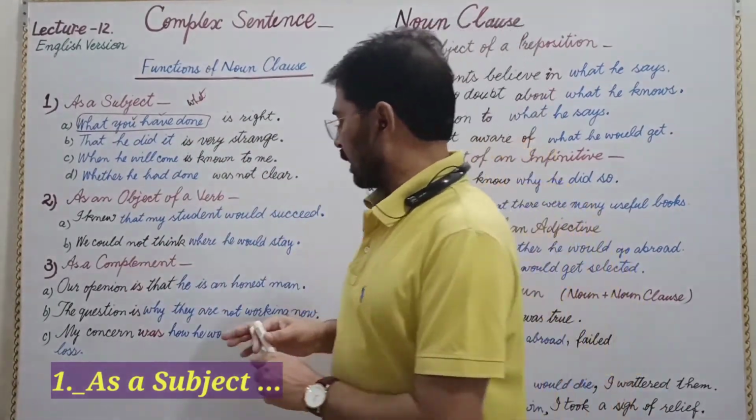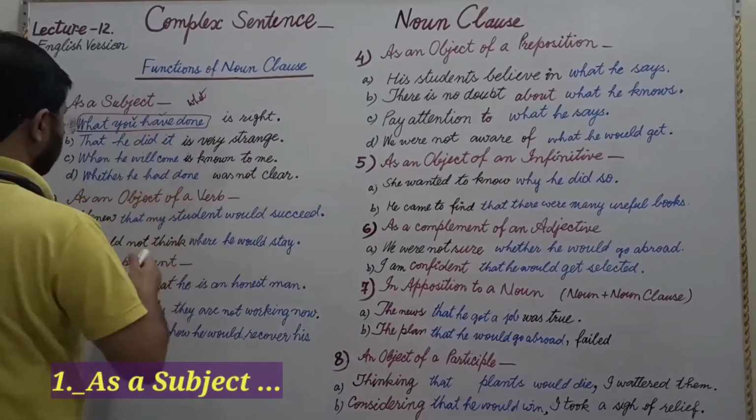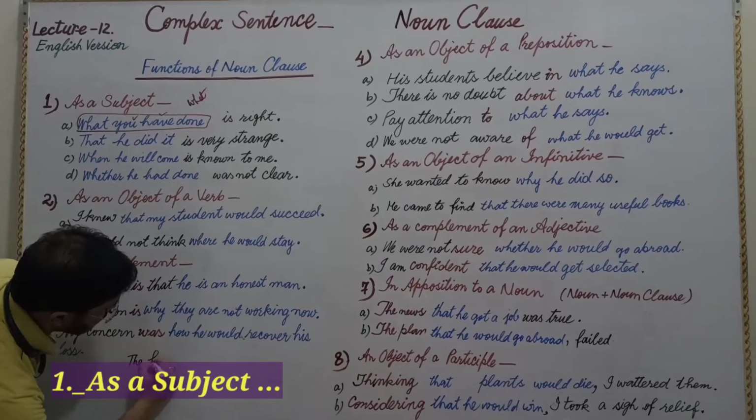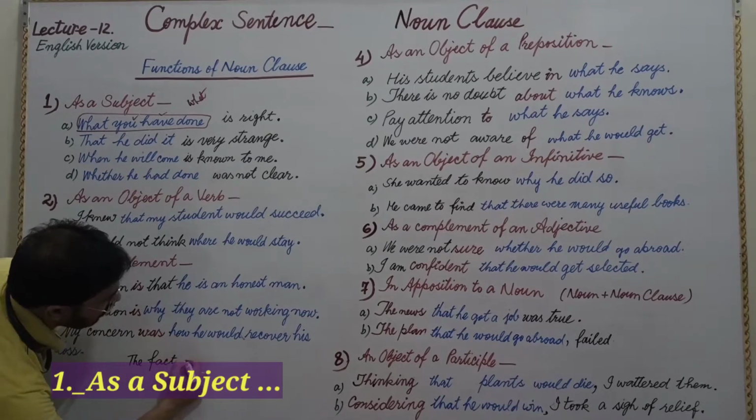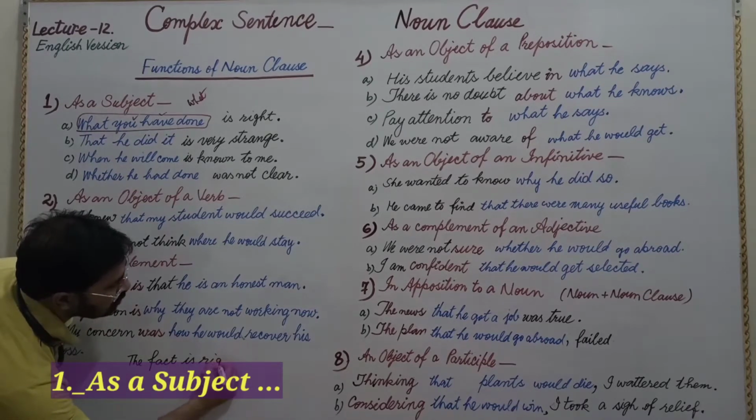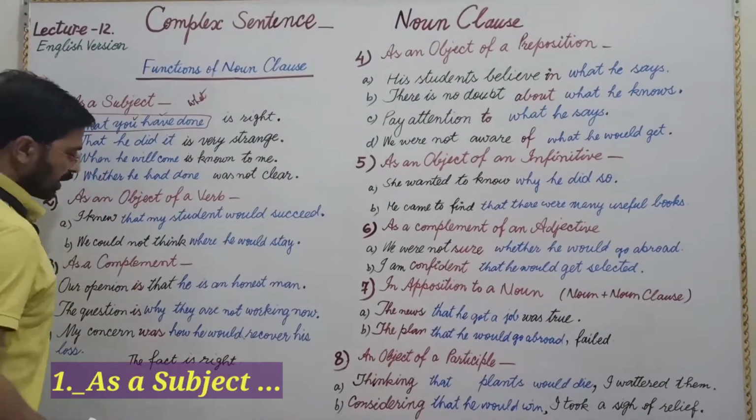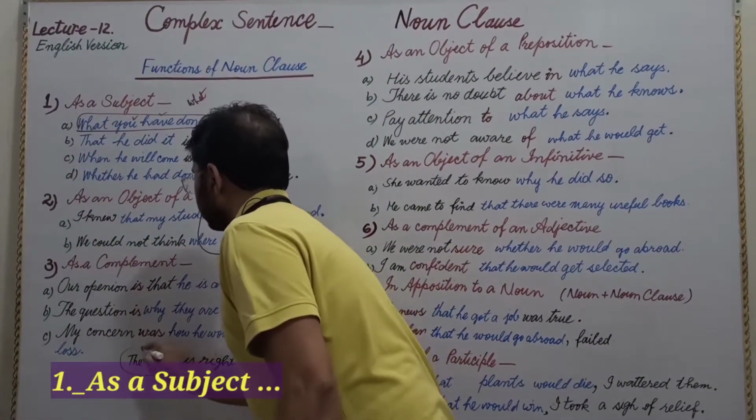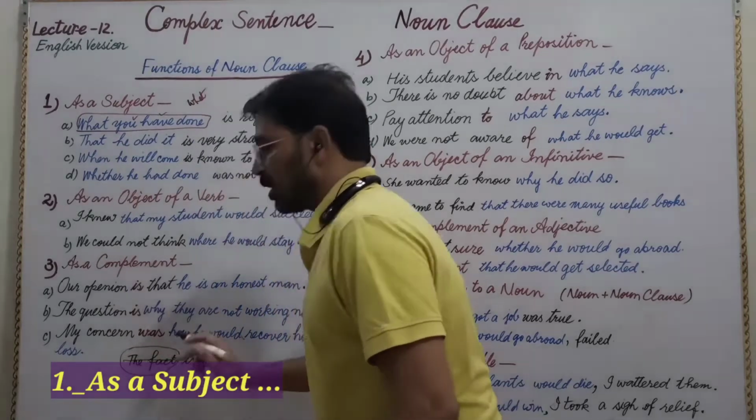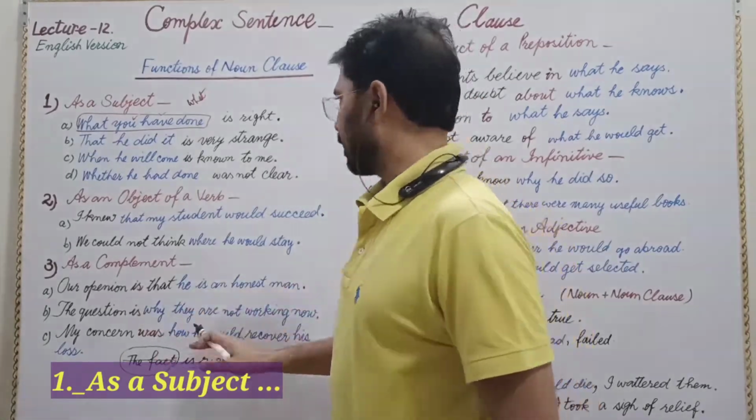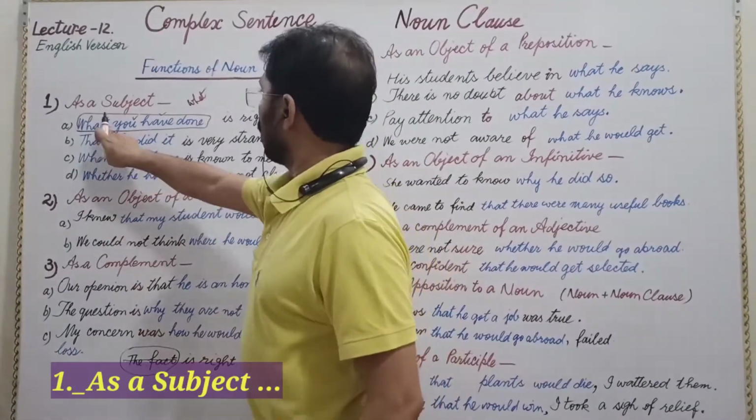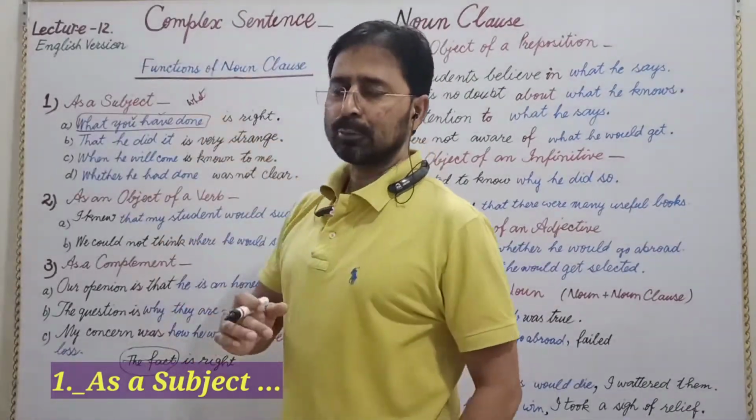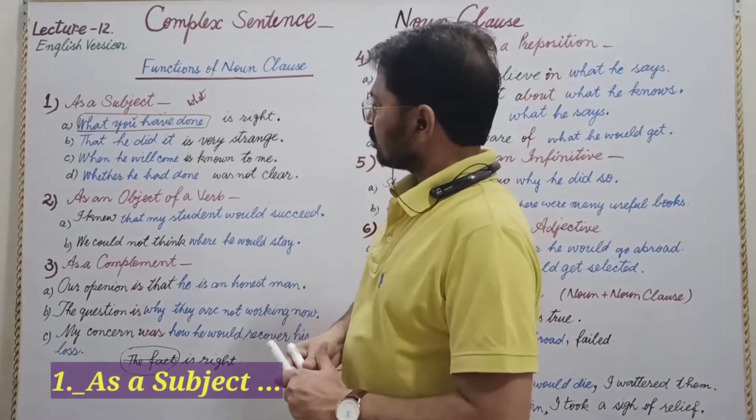Now let's understand how this works here. Suppose I say, "The fact is right." You see here, "the fact" is a noun. And if I change these words and we have a subject and predicate in this part, "What you have done is right." It means it is a noun clause used as a subject.